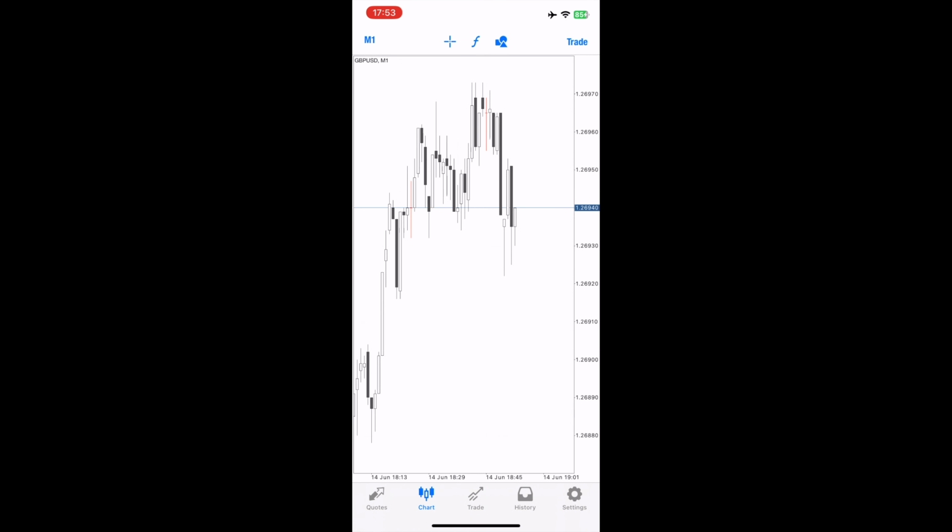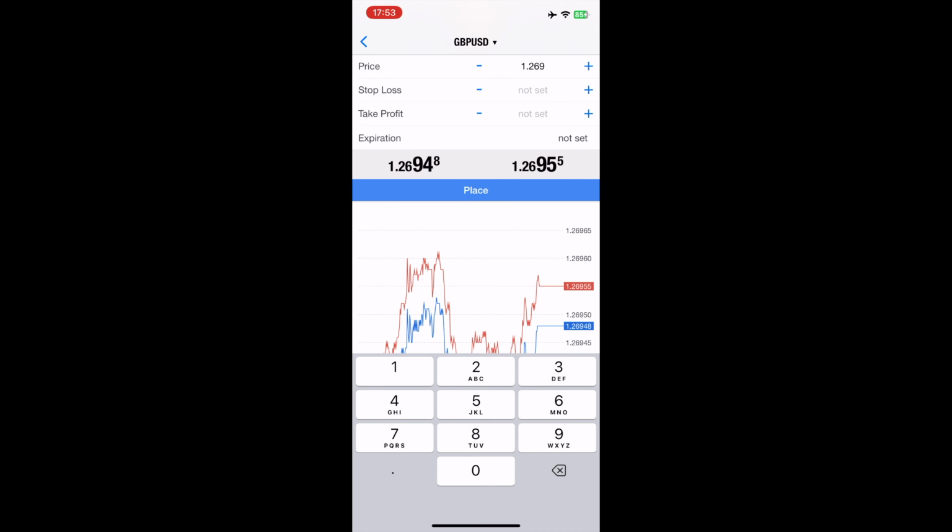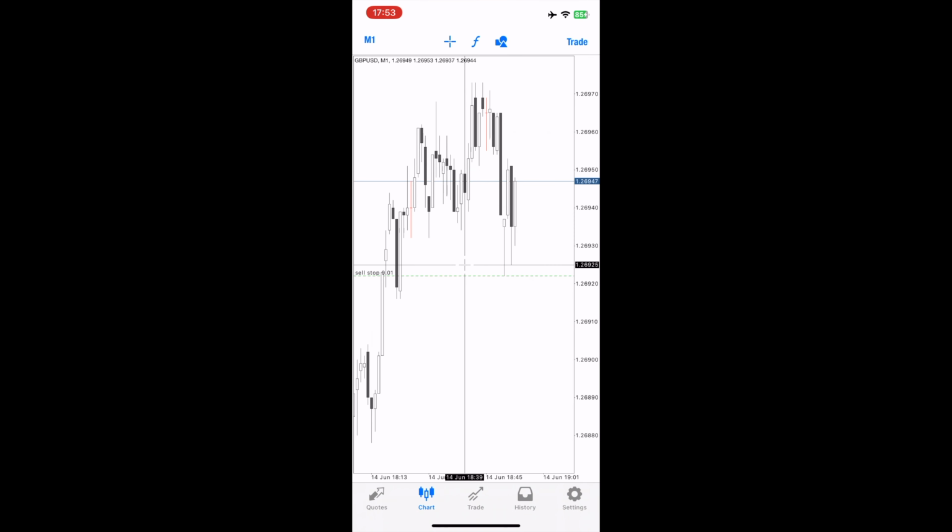So let's come back to the quote. And this is the low here. I can assume that if price comes to this area now, it might continue to sell. I can decide to get in now with a sell stop at 1.26922. So I'm just going to come here, click on sell stop, price 1.26922, and I click on modify. So if I come here, you can see the sell stop is there already.